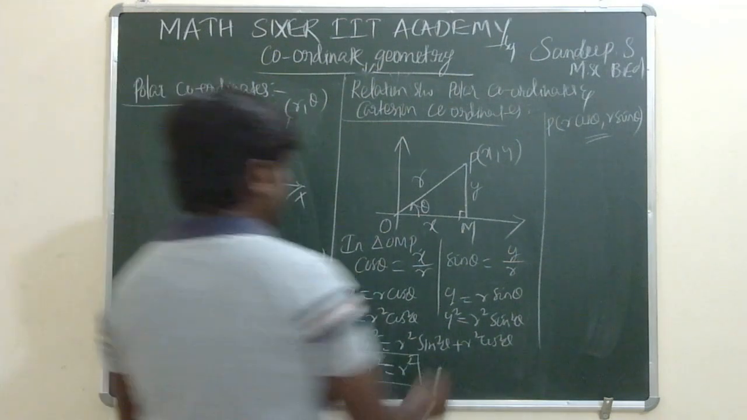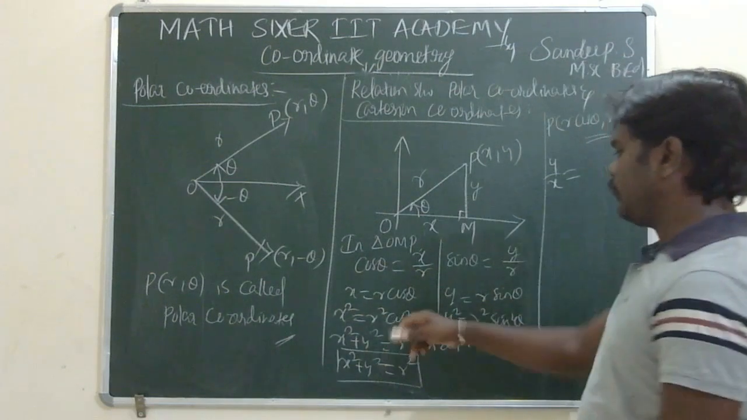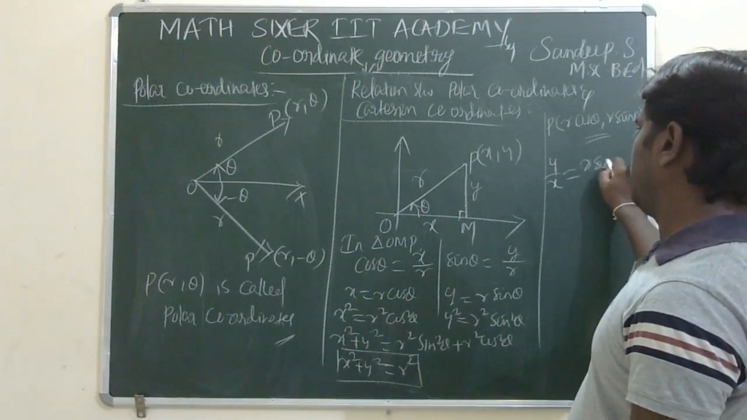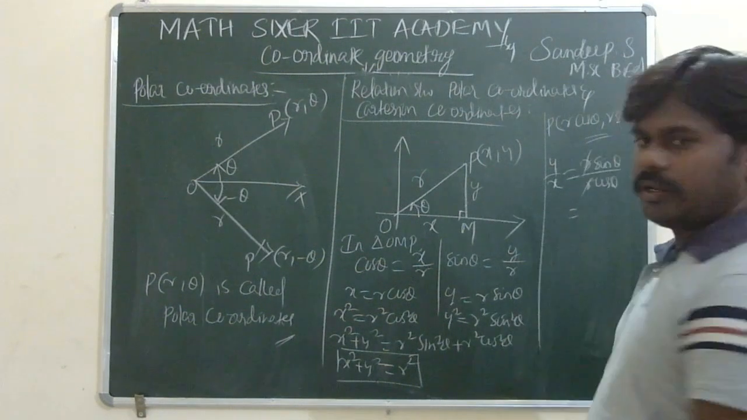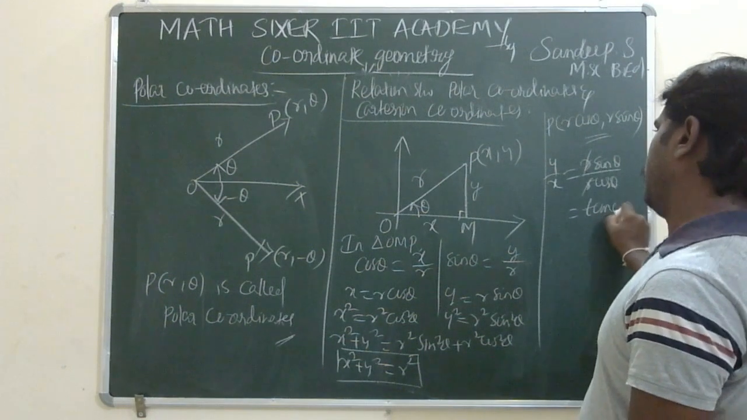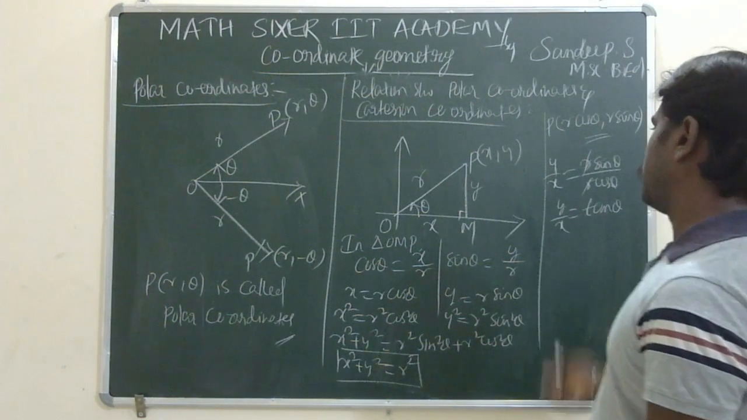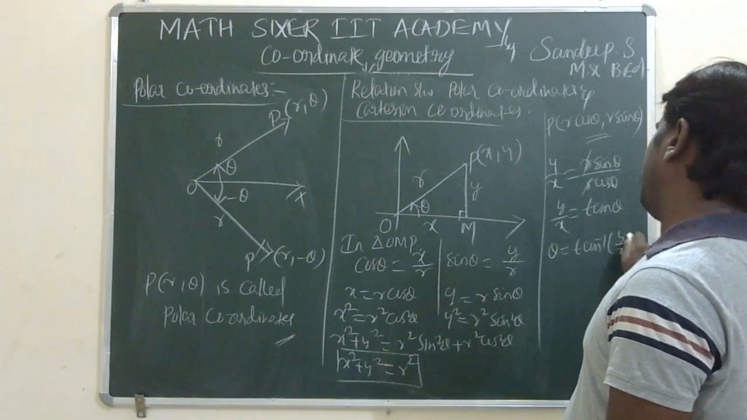And when you divide y by x, you will get R sin theta by R cos theta. R gets cancelled, and sin theta by cos theta is equal to tan theta, so tan theta is equal to y by x. So theta is equal to tan inverse of y by x.